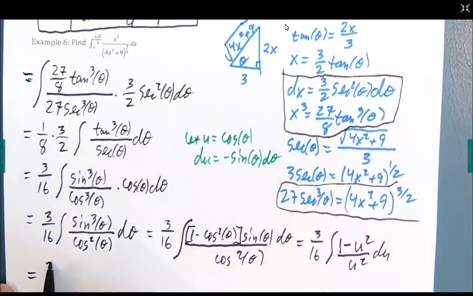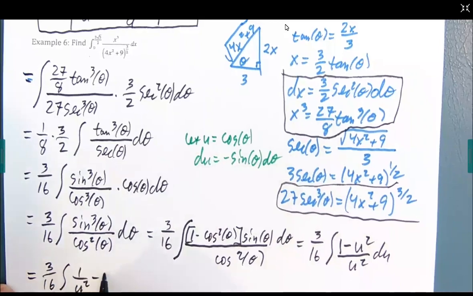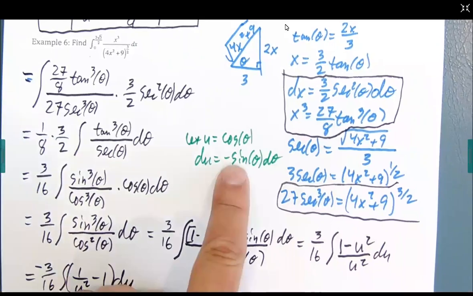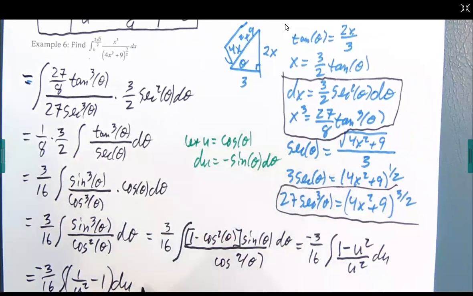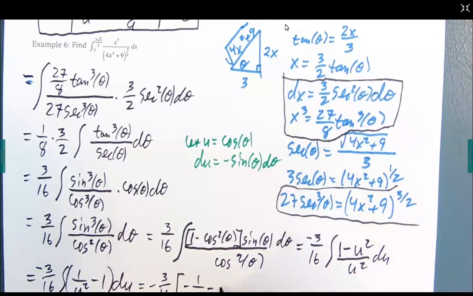So 3/16 times the integral of 1 over u squared minus 1 du, with a negative there. And I'm going to go ahead and integrate those. This is going to give us negative 1 over u minus u plus c.